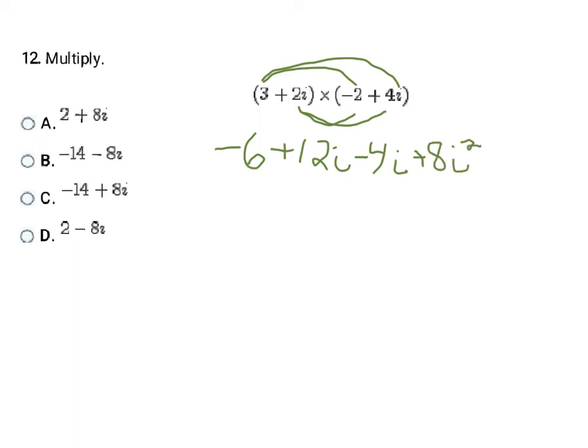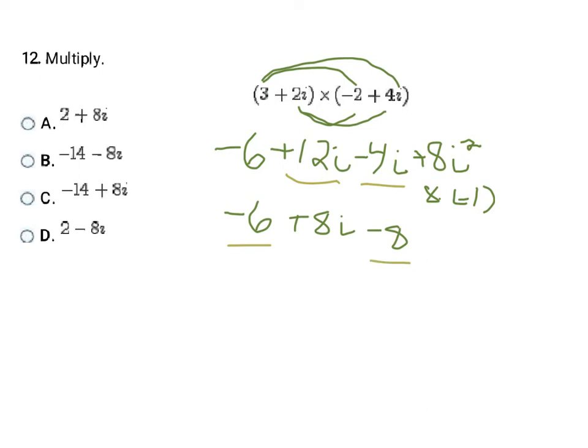And then I just look to see if there's anything else I can simplify. There's nothing I can do with negative 6, but I can combine 12i minus 4i because they're like terms. They both have regular i's, and that's a plus 8i. And then here, I know that i squared is the same as negative 1. So 8 times negative 1 is a minus 8. And now I have two regular numbers that I can combine.